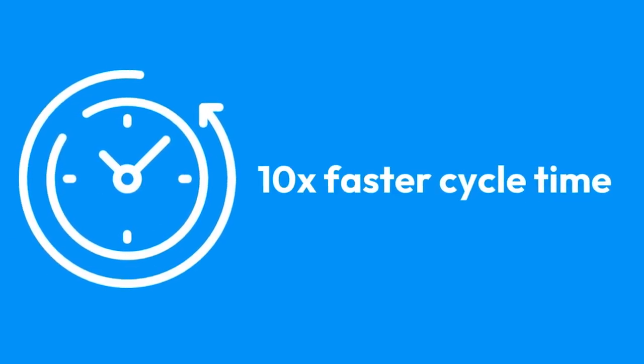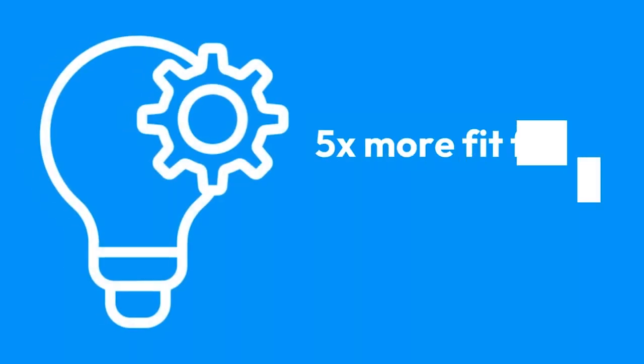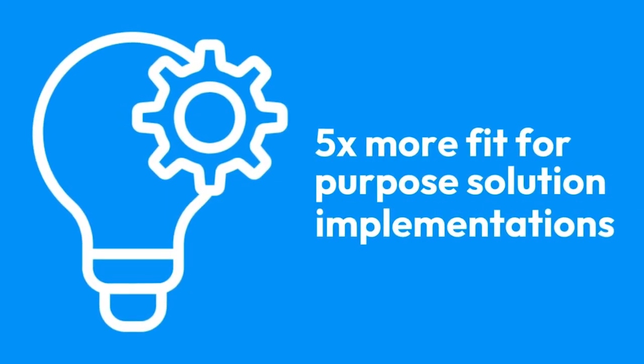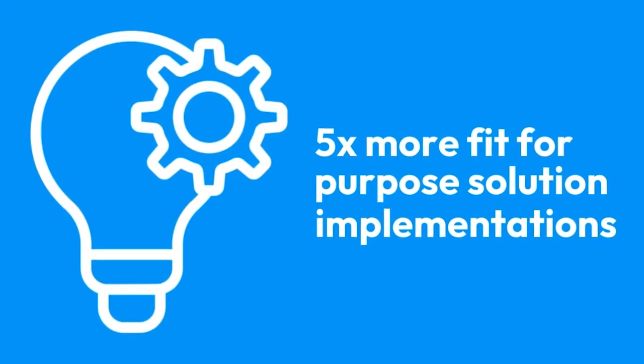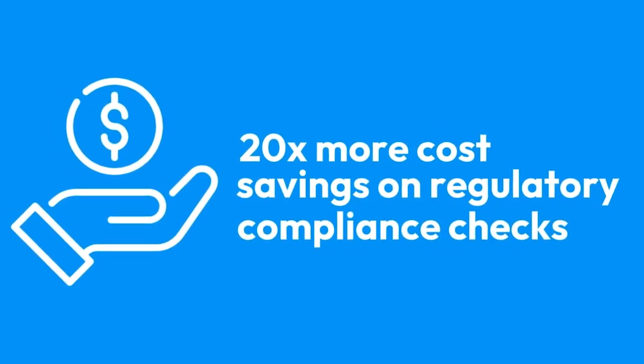As a result of this, we can get a 10 times faster cycle time by using techniques such as automatic view generation and exploration. We can get 5 times more fit for purpose solution implementations, which increases the rate of success of those change programs within the organization. Or we can get 20 times cost savings on regulatory compliance check.